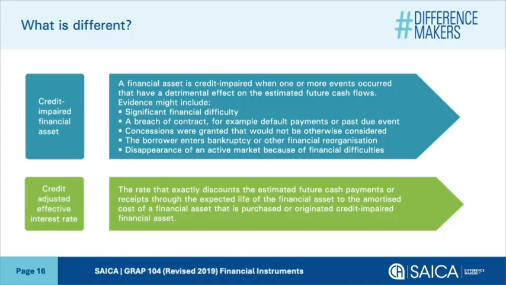The principle is similar to what we currently do in GRAP 104. However, the terminology is a bit different. The term default is referred to in the standard as what the entity defines it. The entity will include this as part of its accounting policy. Example, default if it is unlikely that a debtor will pay within 30 days. Credit-adjusted effective interest rate is the rate that exactly discounts the estimated future cash payments or receipts through the expected life of the financial asset to the amortized cost of a financial asset that is a purchased or originated credit-impaired financial asset.